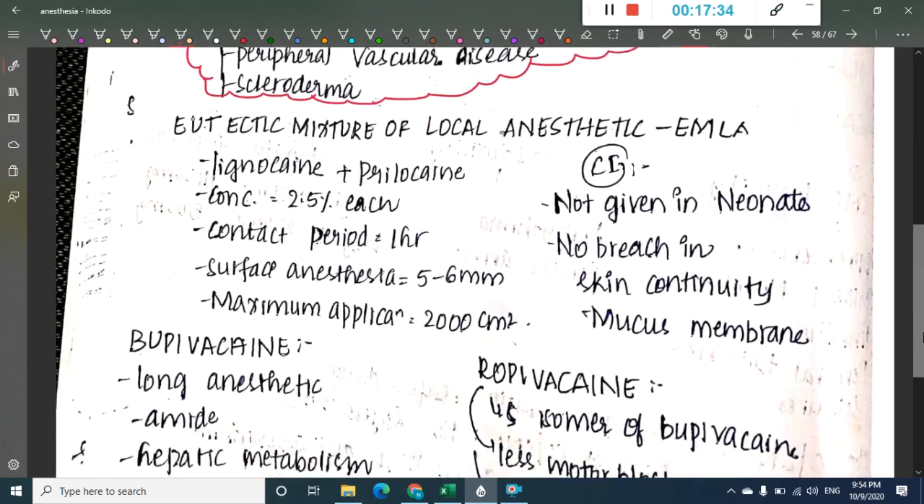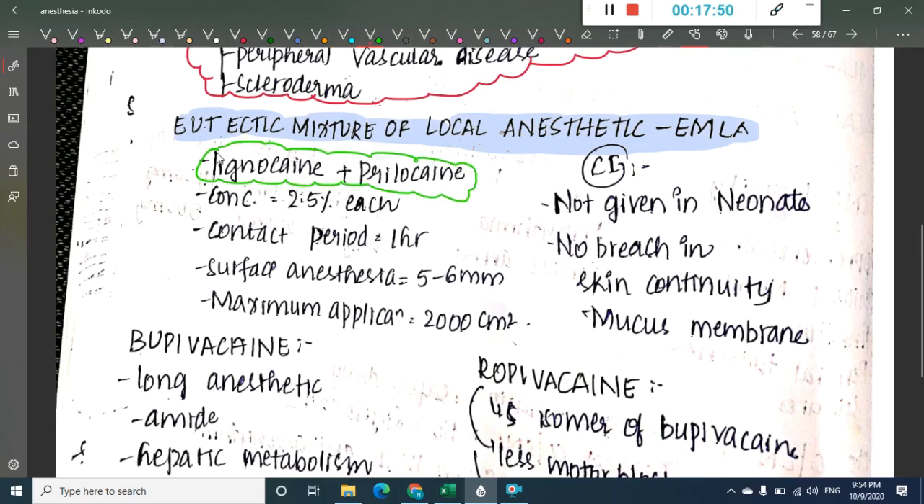Then we have something called eutectic mixture, or EMLA. What is eutectic mixture? Eutectic mixture, or EMLA, includes lignocaine plus prilocaine, both present at a concentration of 2.5% each. The contact period of lignocaine and prilocaine together is 1 hour.